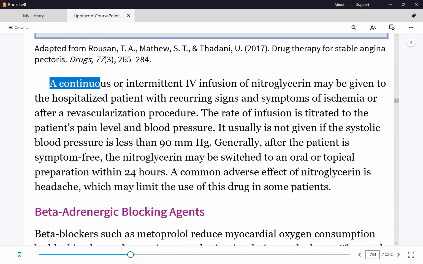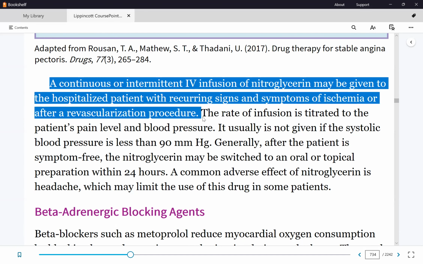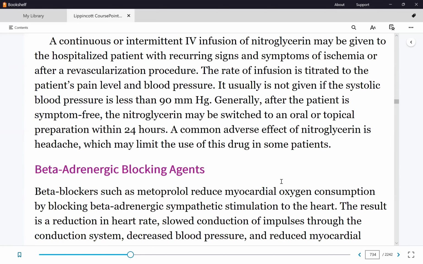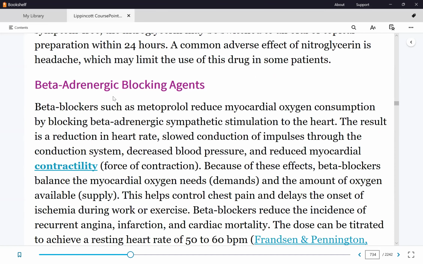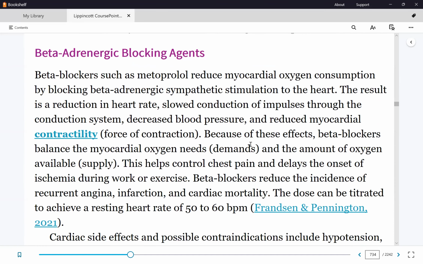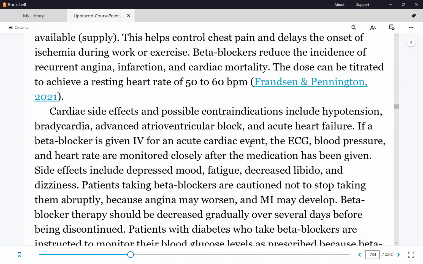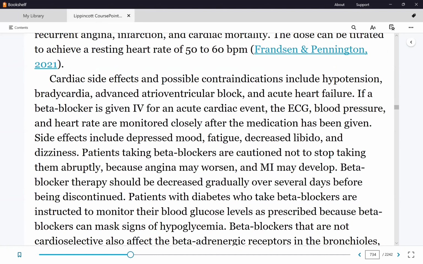So next week, Carl Shapiro, of course, is hospitalized for acute coronary syndrome, so he will require a continuous infusion of nitroglycerin. And here's the rationale again for your beta blockers. And side effects.